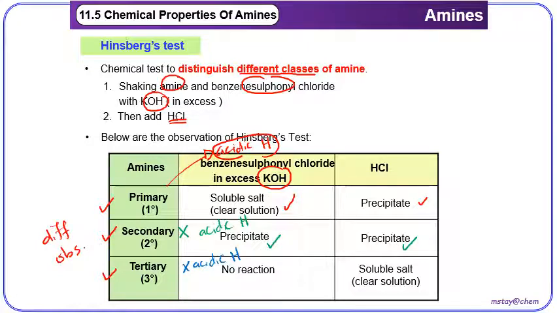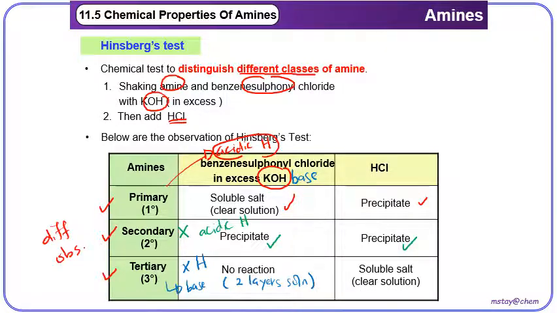Tertiary amine has no hydrogen, so that's why it cannot react with the KOH. At the same time, the tertiary amine is a base, and KOH is also a base. Base and base will not react, so there is no reaction. You might see two layers of solution formed.